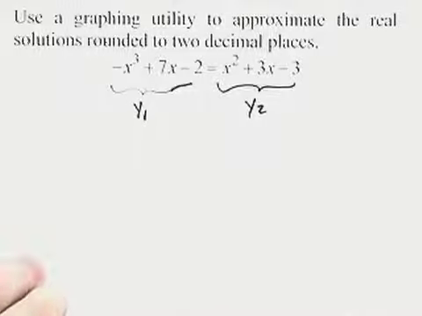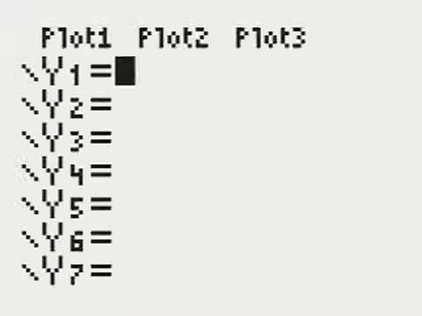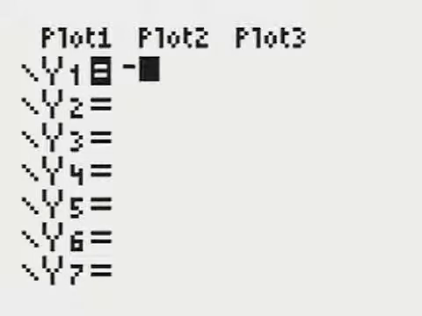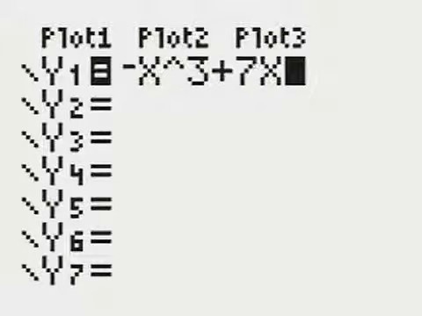So we're going to go to our graphing calculator, go to our y equals screen. In y1 we enter negative. Now make sure we use the negative key here. That's next to the enter key. Don't use the minus. It's a little bit smaller than the minus sign. Negative x to the third power plus 7x minus 2. And notice the difference between the minus sign and the negative.